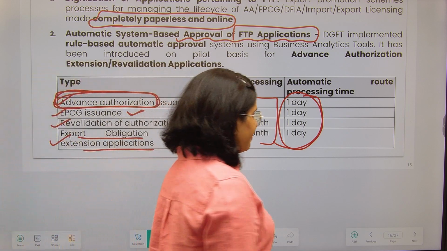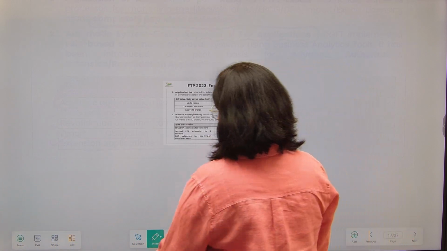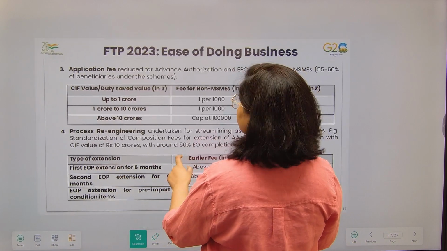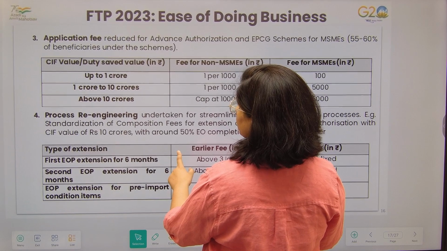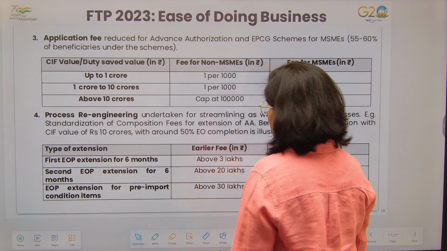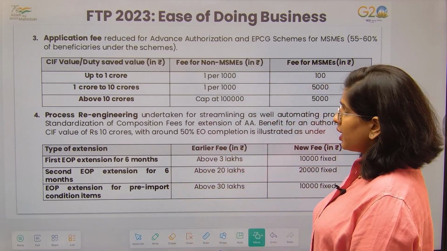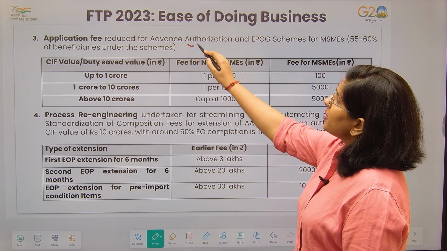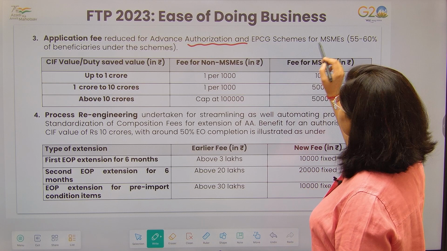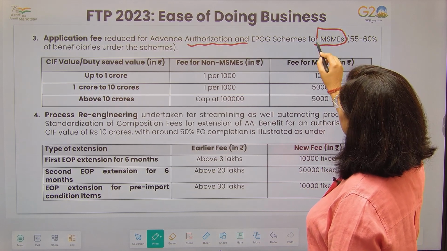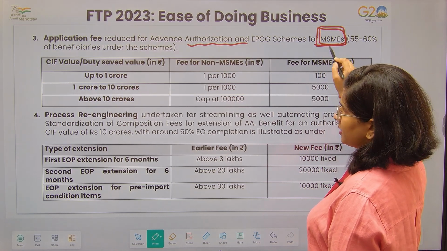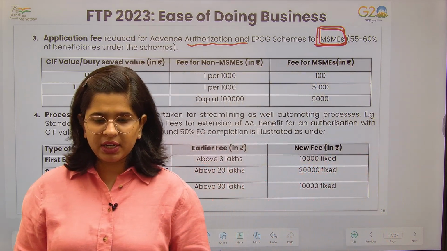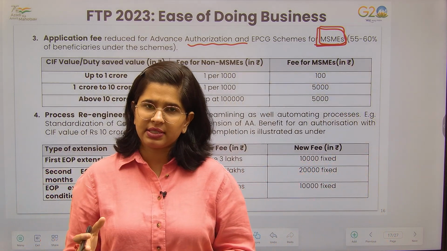Nice change, right? Next is application fees. What is this application fees? So understand this first of all. It has been reduced for the advance authorization and EPCG scheme for MSMEs. These MSMEs are beneficiaries under this particular scheme, 55 to 60%, right?